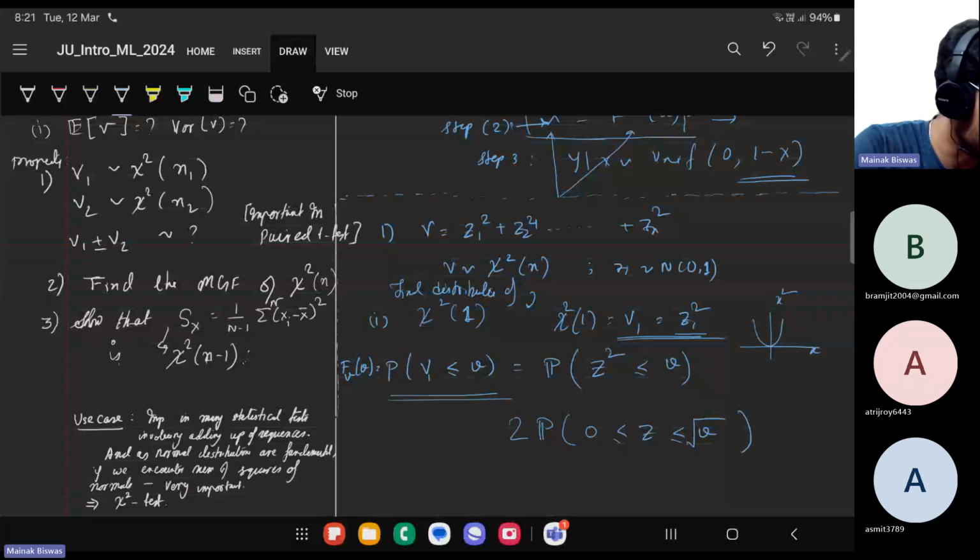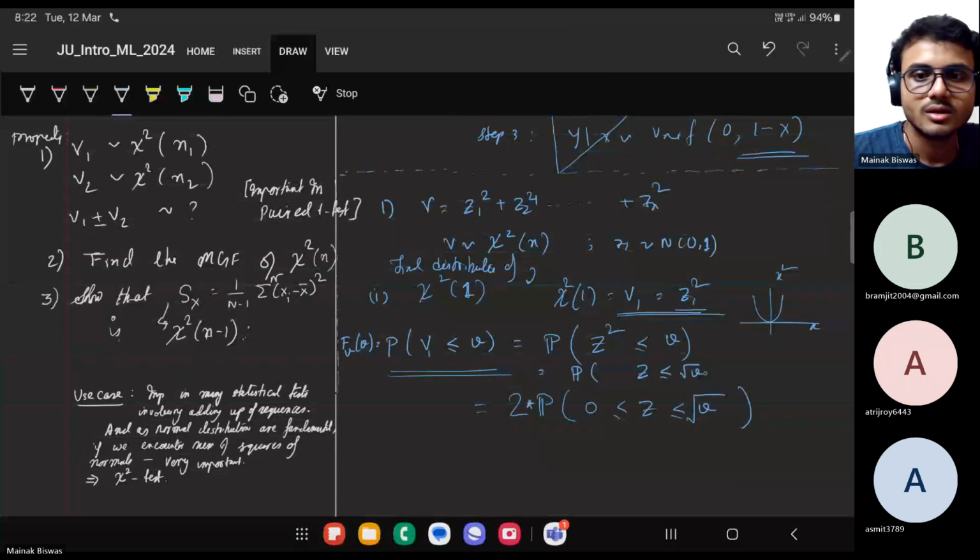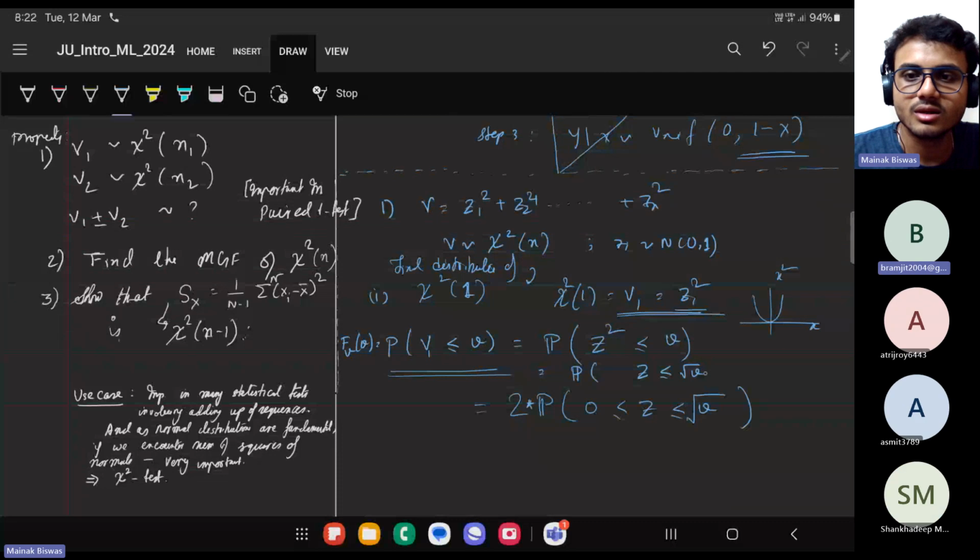Just a moment, my tab is disconnected. Yeah, now I think you'll be able to see. Right? Z would be between, you have taken the root here. Yeah, just taking the root. So Z has to be between minus root v to plus root v. Yes or no?